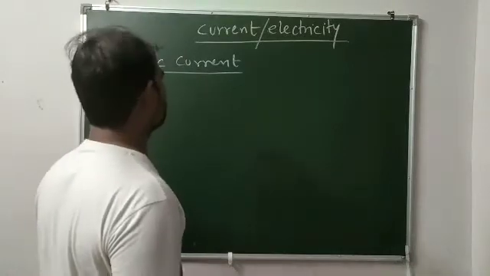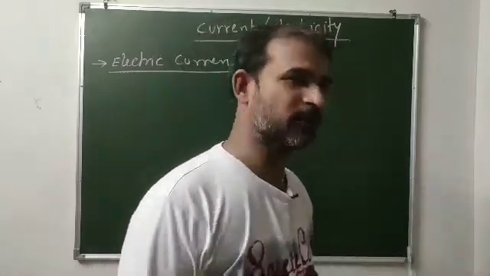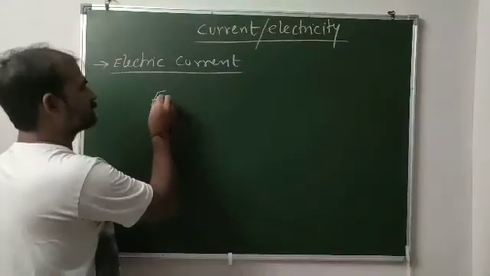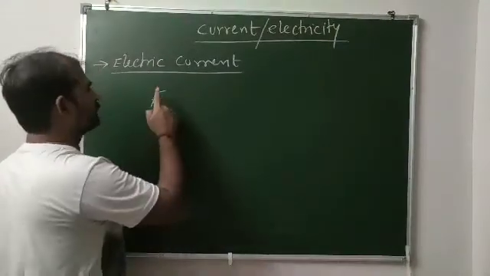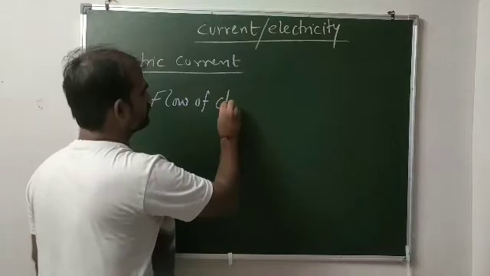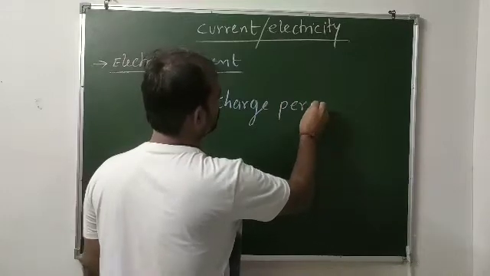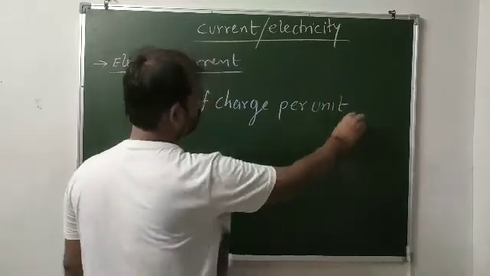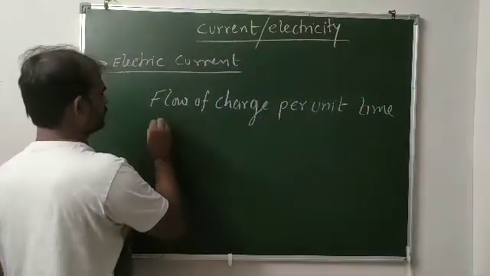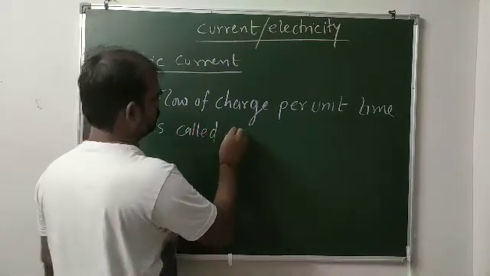Students, you have been taught the definition of electric current. Can you tell? How can you tell? Okay, I am going to tell. Flow of charge per unit time. This is the single stroke definition of electric current. Flow of charge per unit time is called electric current.